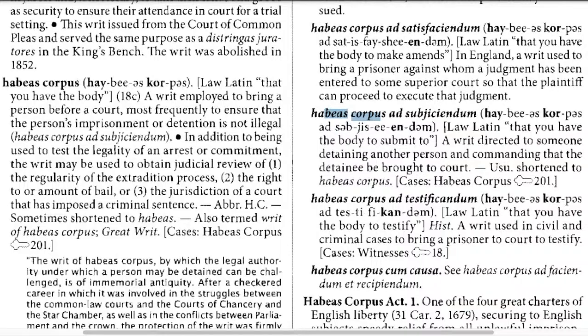Then there's a habeas corpus ad subjiciendum, and that's when we've been talking about the great writ, that you have the body to submit to. A writ directed to someone detaining another person and commanding that the detainee be brought to the court, usually shortened to habeas corpus. The habeas corpus ad testificandum.